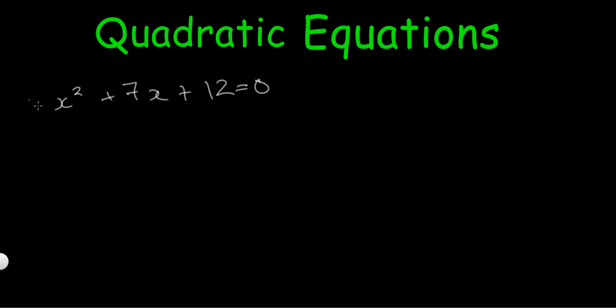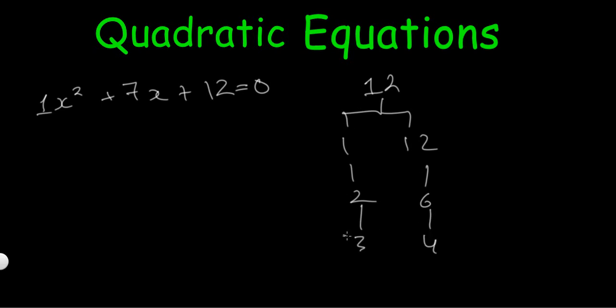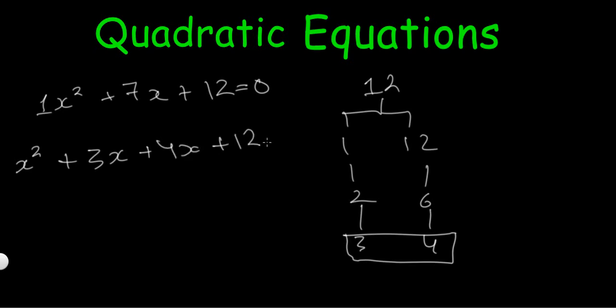So let's say 12 times 1, because here is a 1, right? We just don't write the 1. If we do that, the first step is to multiply a and c, and we get 12. And then if we want to split 7 into two numbers that will add up to 7 but will multiply up to 12, what could those numbers be? 1 times 12 will be 12, and then 2 times 6 will be 12, 3 times 4 will be 12, and aha, we found our pair, 3 and 4. So we can write x squared plus 3x plus 4x plus 12 equals 0.